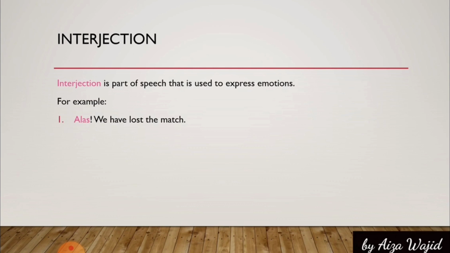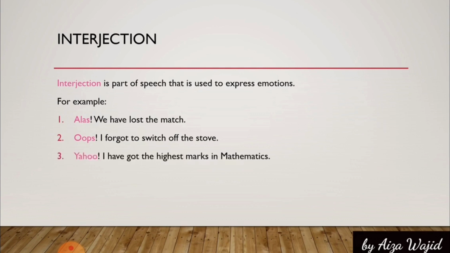They are getting sad. So alas is an interjection here that is expressing the emotion of the person who has lost the match. Oops, I forgot to switch off the stove. Oops. The parents will definitely ask, why have you forgotten to switch off the stove, baby? Yahoo! I have got the highest marks in mathematics. That's good. Yahoo!